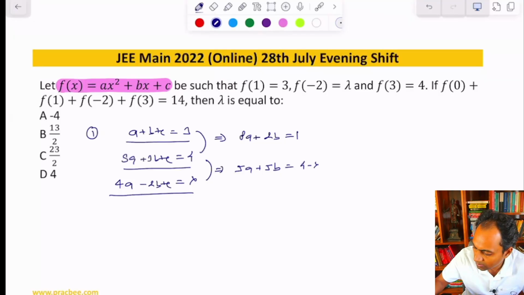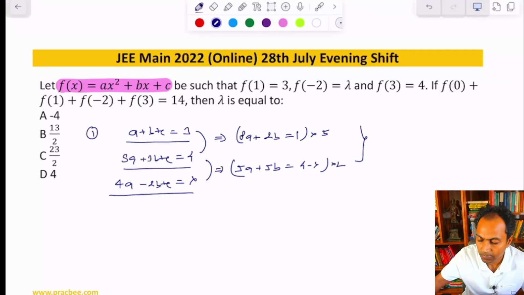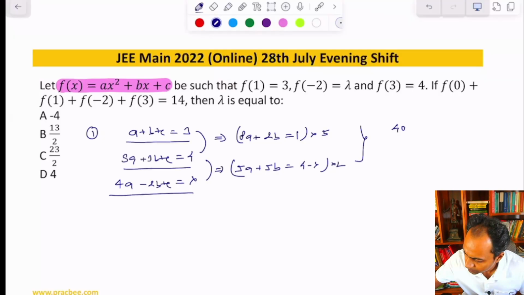Once we have got these, now we can eliminate 2 from here. So I will multiply this equation with 5, and multiply this equation with 2. Again subtract them. If I follow this process, the first part will become 40 minus 10, that would become 30 times a. The b part will get eliminated.